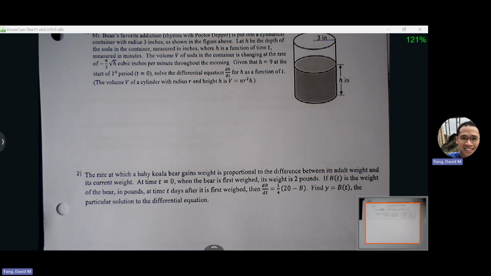So it's a little bit of related rate in terms of we're going to find the derivative. But after that, it is just trying to solve for that differential equation. Okay.